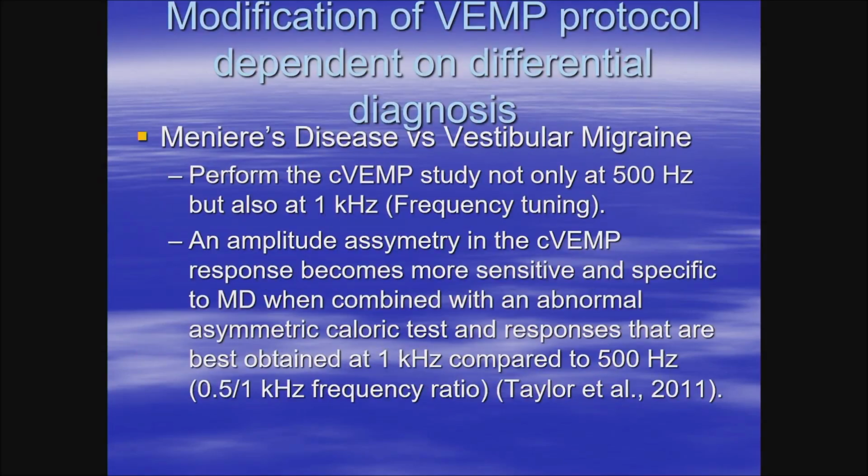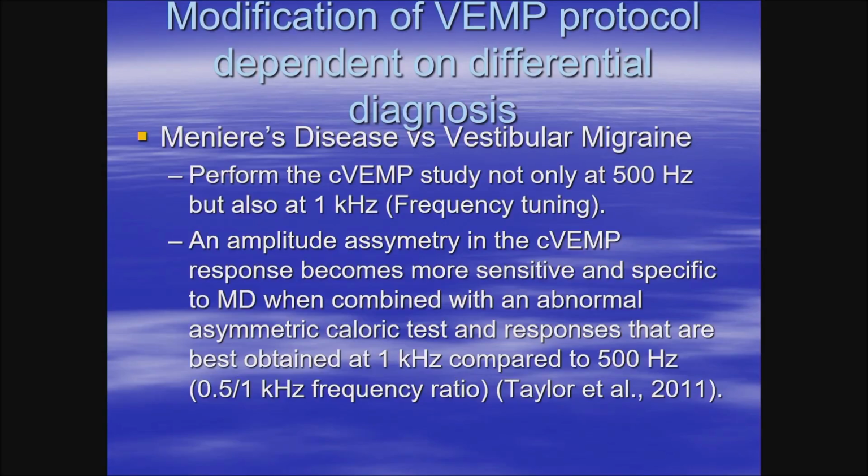A paper published in 2011 by Taylor et al., which includes Michael Halmagyi in the group, helped to develop a protocol to help differentiate between the two disorders. What preferentially agrees with Meniere's disease rather than vestibular migraine depends on 3 signs according to the paper, which appears to be valid. One is an asymmetry in the cVEMP response. If you find an asymmetry in the VEMP with one ear involved preferentially with respect to the other, this tends to indicate Meniere's disease rather than vestibular migraine.